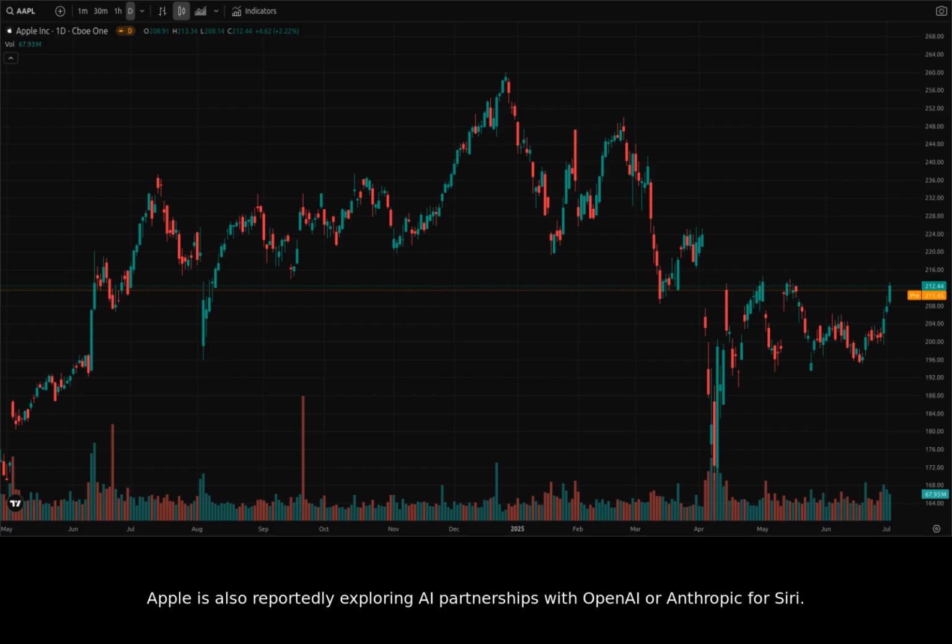Apple is also reportedly exploring AI partnerships with OpenAI or Anthropic for Siri. However, concerns remain about the iPhone 17's lack of innovation and potential trade tariff impacts from China. Now, let's switch to the daily chart to see how these news events might be reflected in the price action.